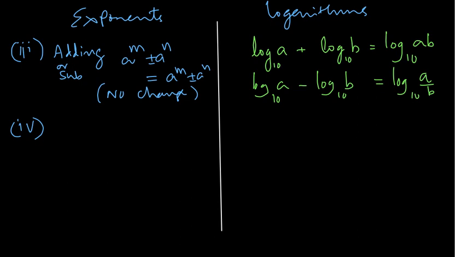When you do a multiplication and division, that means if I have a to the power of m multiplied by a to the power of n equal to a to the power of m plus n.